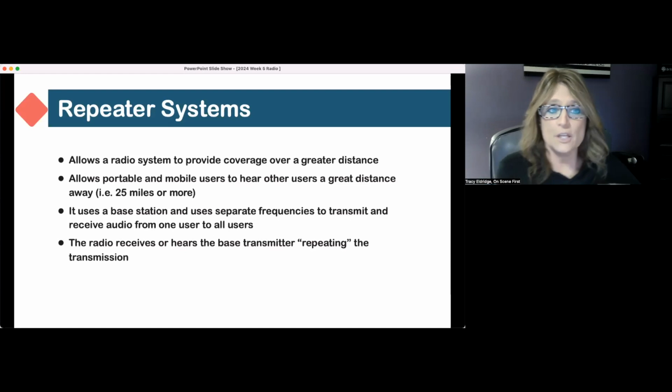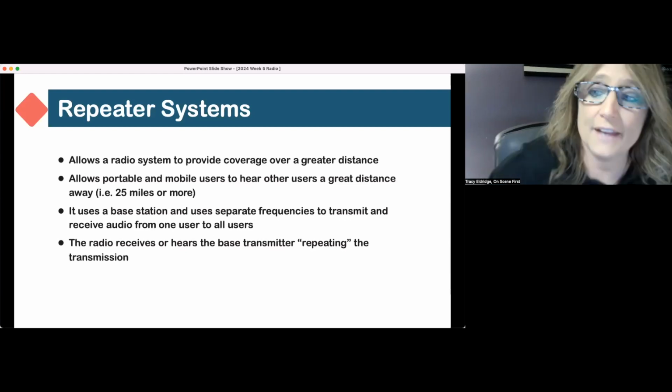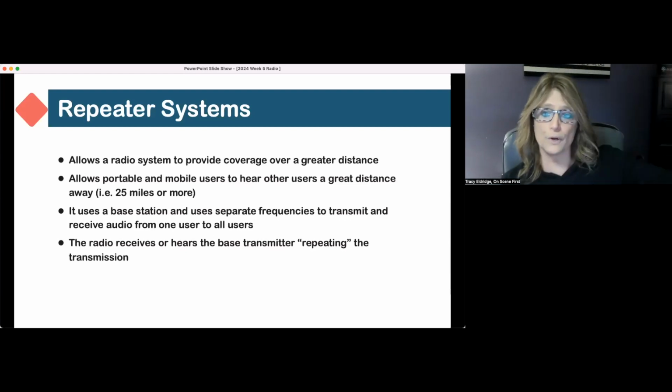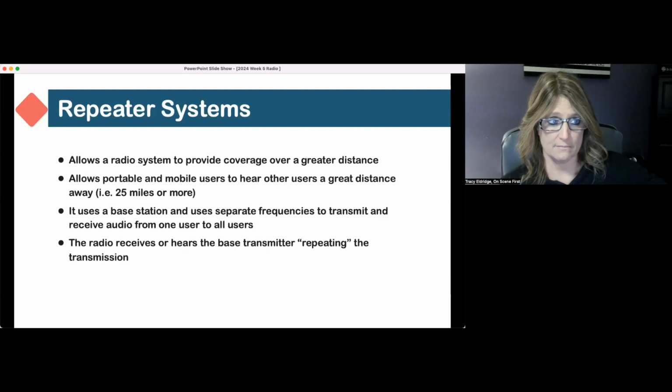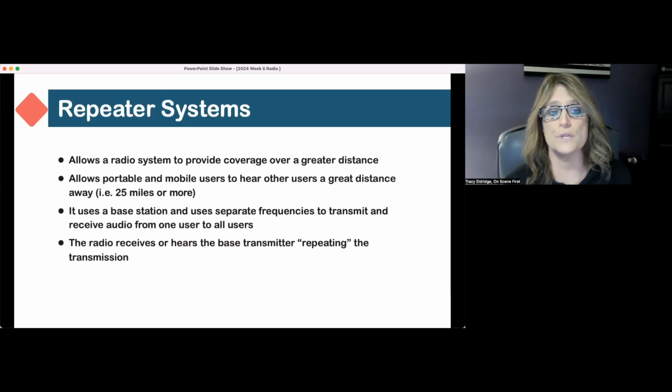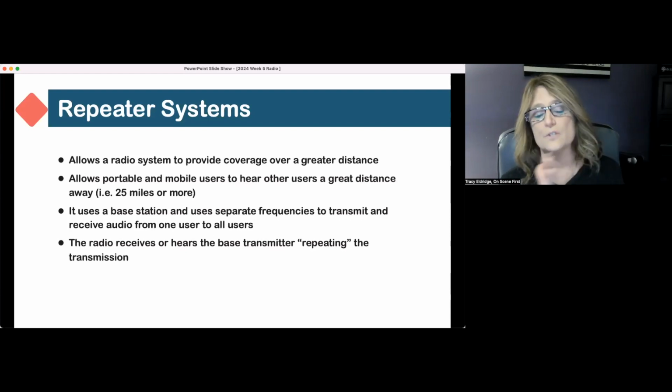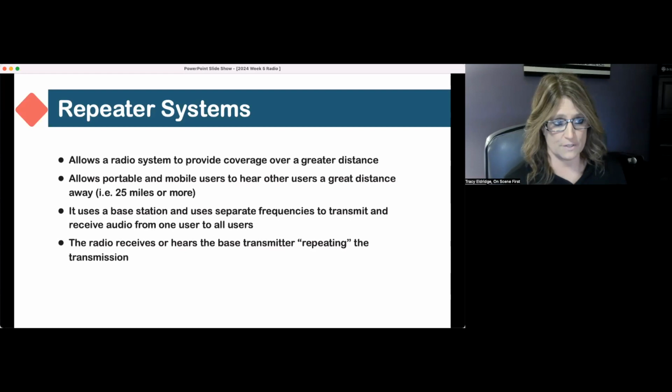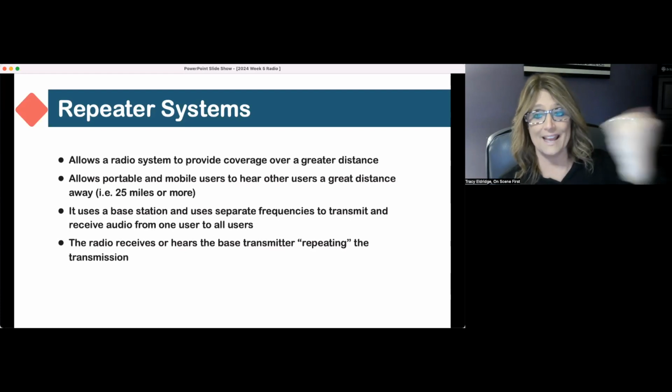We now bring in the use of repeater systems. Repeater systems allow the radio system to provide coverage over a greater distance. It allows the portable and mobile users to hear the other users that are further away. So it allows you to transmit further distances, and it allows you to hear from further distances. It uses a base station and uses separate frequencies to transmit and receive.